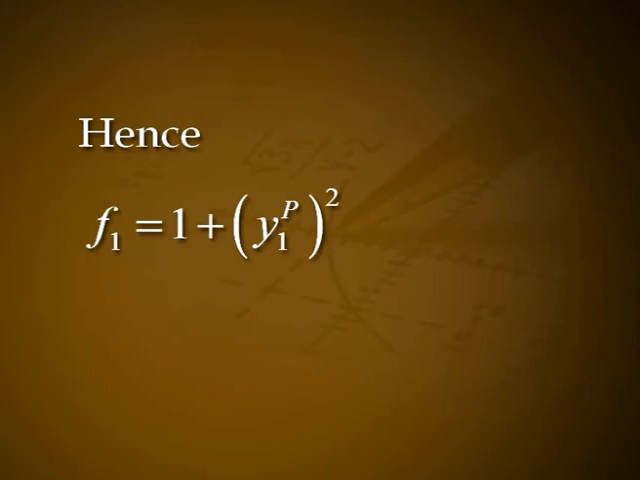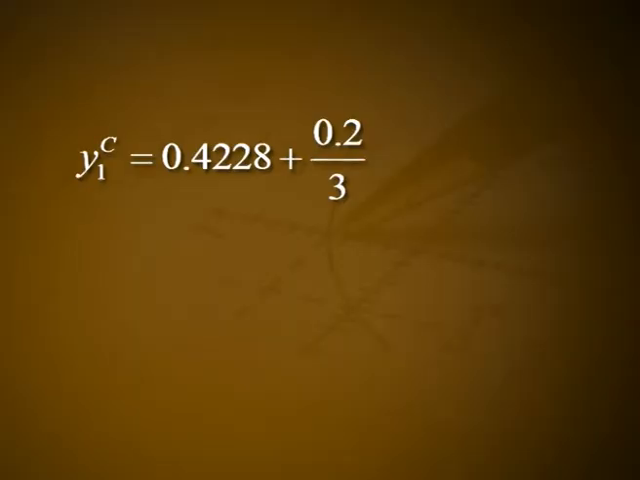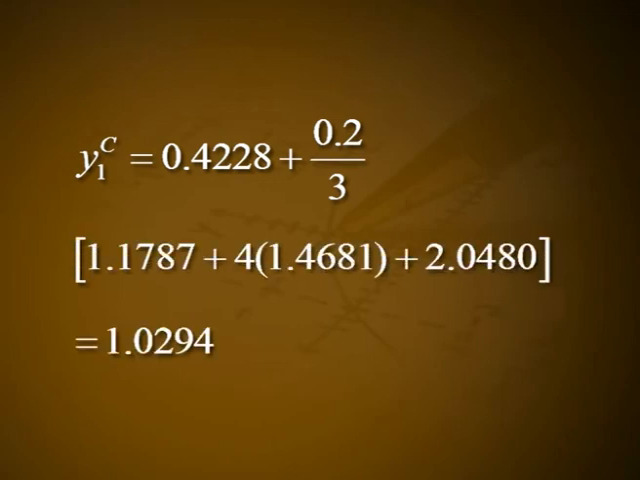Hence, f_1 = 1 + (y_1^p)^2 = 1 + 1.0239^2 = 2.0480. The corrected value of y_1 at x_1 = 0.8 is obtained by using expression 5, and hence the value is y_1^c = 0.4228 + (0.2/3)(1.1787 + 4 × 1.4681 + 2.0480) = 1.0294. Hence, y(0.8) = 1.0294, correct to 4 places of decimal.